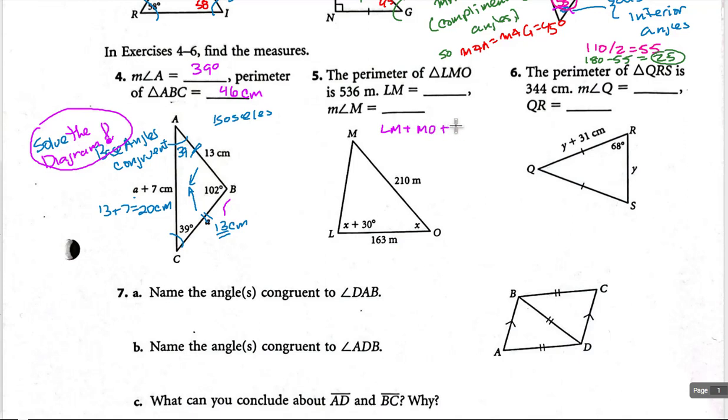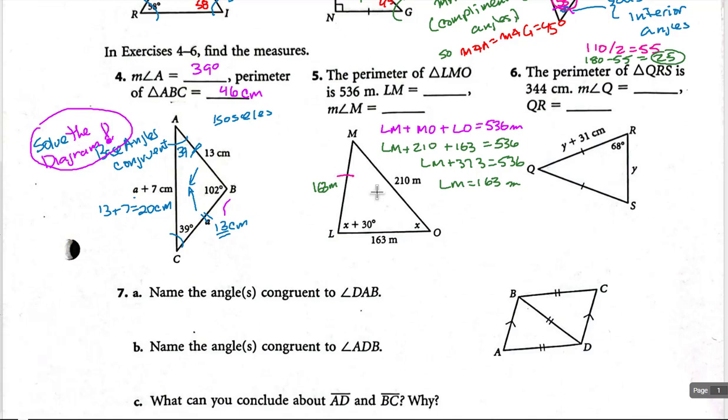If we look at 5 here, the perimeter is the sum of all the sides plus LM. If we subtract the sides that they give us from 536, we end up with the length of LM is equal to 163, which makes it an isosceles triangle. So LO and LM are going to be the two congruent sides. They're both going to be 163.